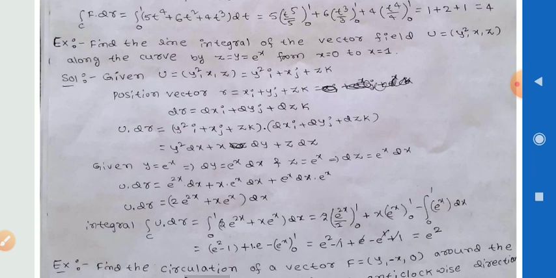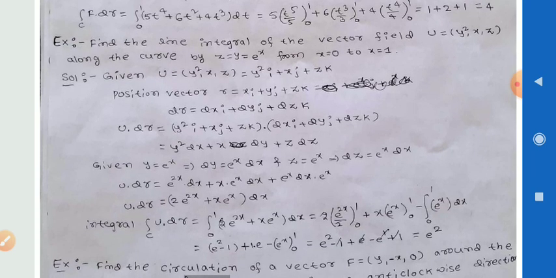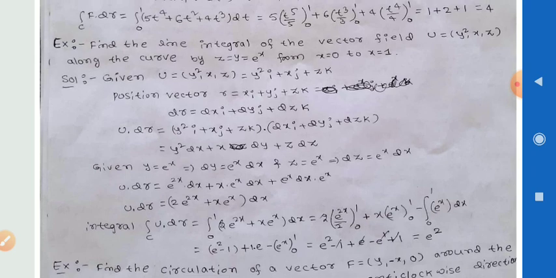By substituting the limit values in the above integration we have e square minus 1 plus 1 into e minus e power x with limits 0 to 1, we get e square minus 1 plus e minus e power 1 plus 1. The 1 is cancelled and e is cancelled, we get e square. Therefore the line integral answer for the above given problem is e square.